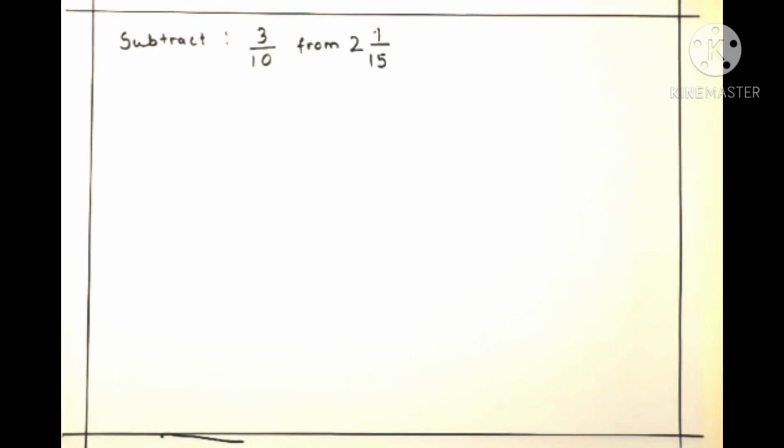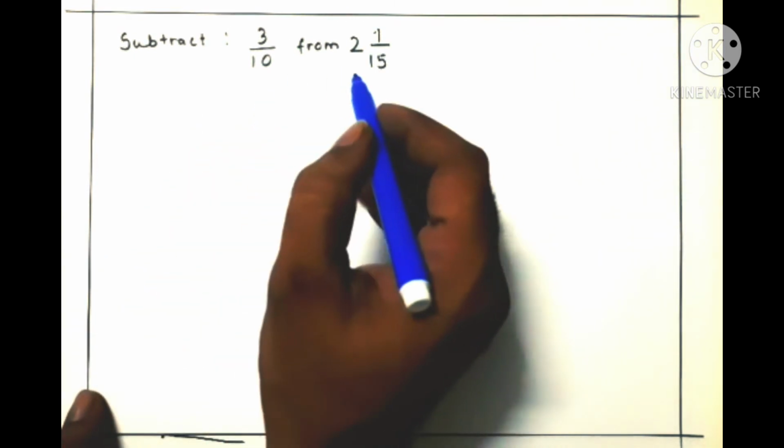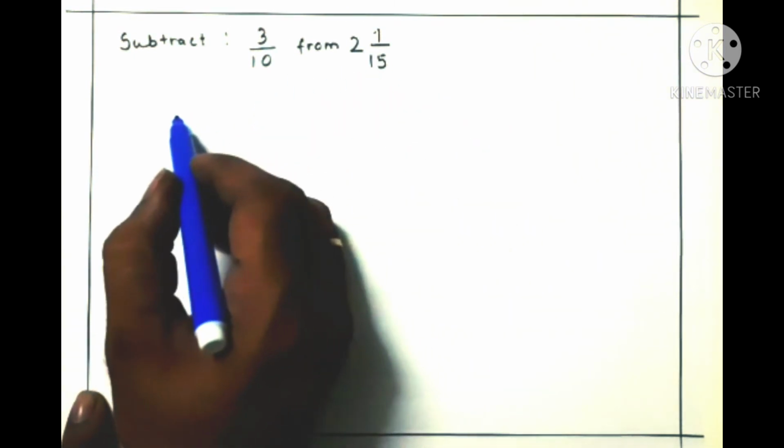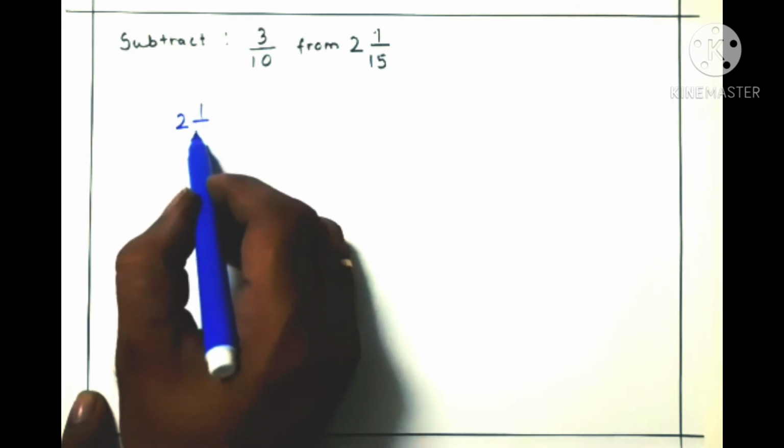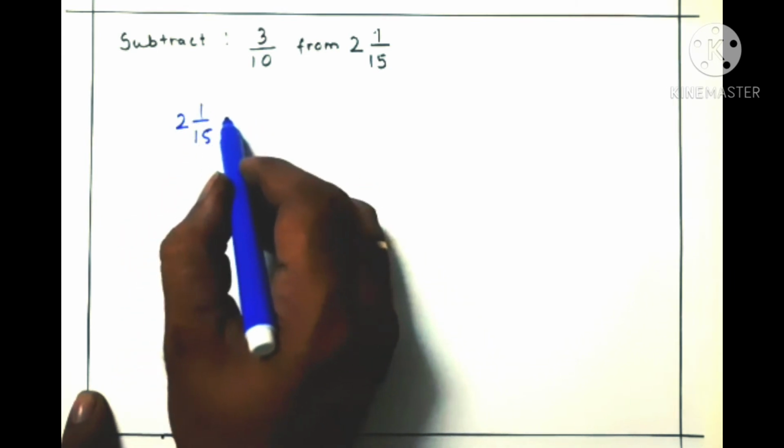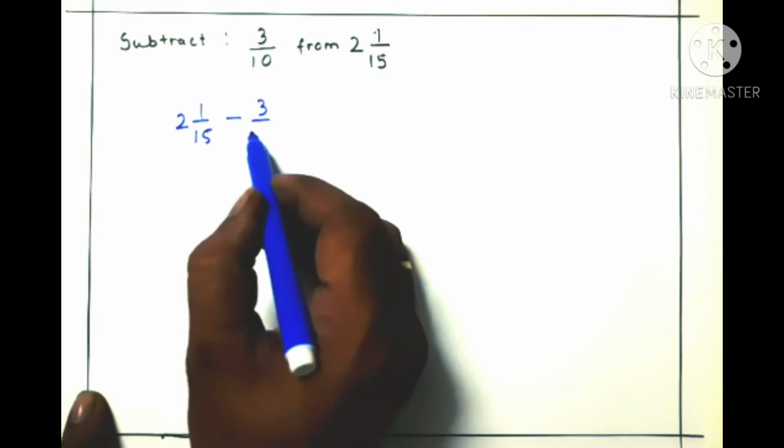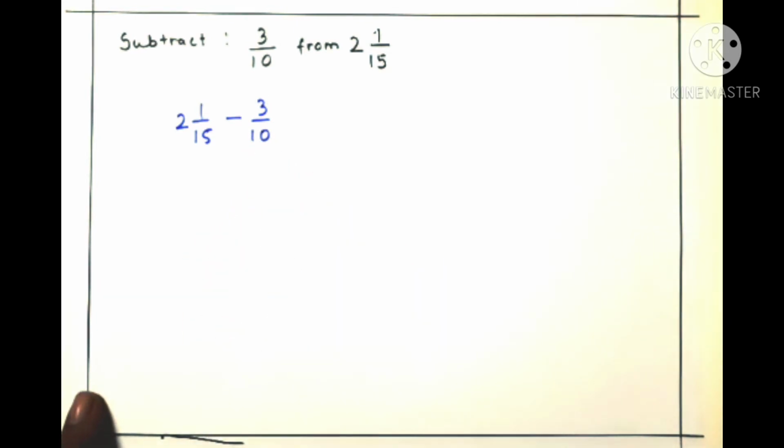Now let's see this example. It's given: subtract 3 by 10 from 2 whole 1 by 15. As we know, whenever we come across these types of questions, that is, subtract something from something, whatever comes after 'from' will be written first. So from 2 whole 1 by 15, we have to subtract 3 by 10. So this is the form.